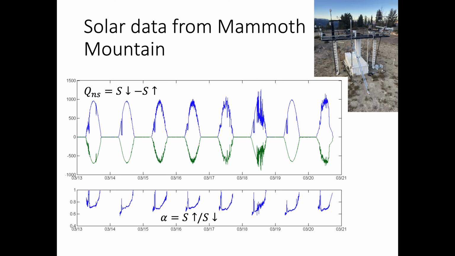This graph shows some observations from a site in California called Mammoth Mountain. You'll work with some of this data in the lab. On the top right graph, the blue line represents the incoming solar radiation, and the green line represents reflected or outgoing solar radiation. The observations were taken over snow. The graph on the bottom shows the albedo, which was calculated by dividing the outgoing by the incoming solar radiation. You can see this actually changes hourly.